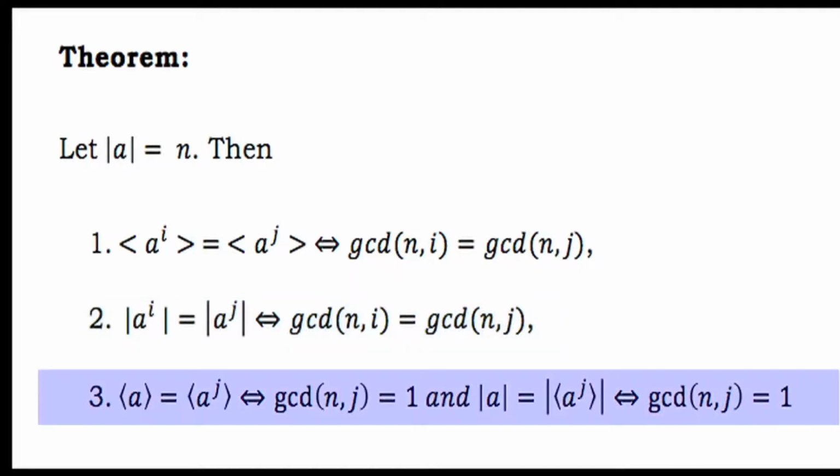Property 3, the group generated by a is equal to the group generated by a^j if and only if the GCD of n, j is equal to 1, and the order of a is equal to the order of the group generated by a^j if and only if GCD of n, j is equal to 1. Now let us see an example that will clarify the concept of the last theorem.